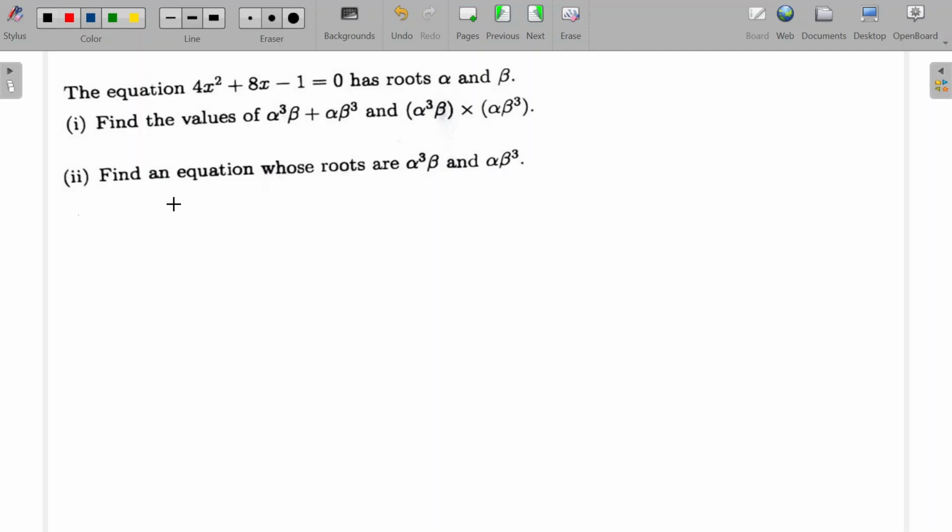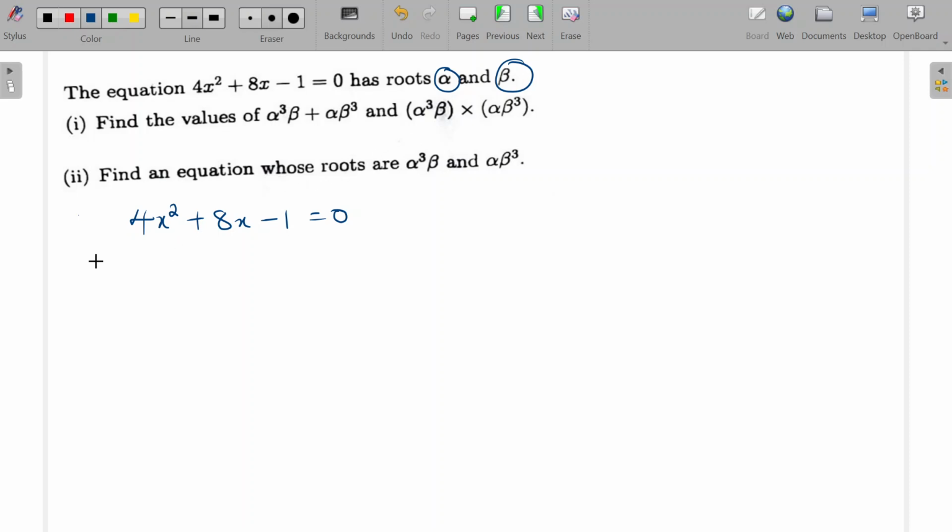You have been given an equation, and they're telling you that the roots of it are alpha and beta. So you have this equation, 4x squared plus 8x minus 1 equals 0. That is our quadratic equation. Now, when you're finding roots, roots are just solutions, like I said in the previous videos. So alpha and beta are the roots.